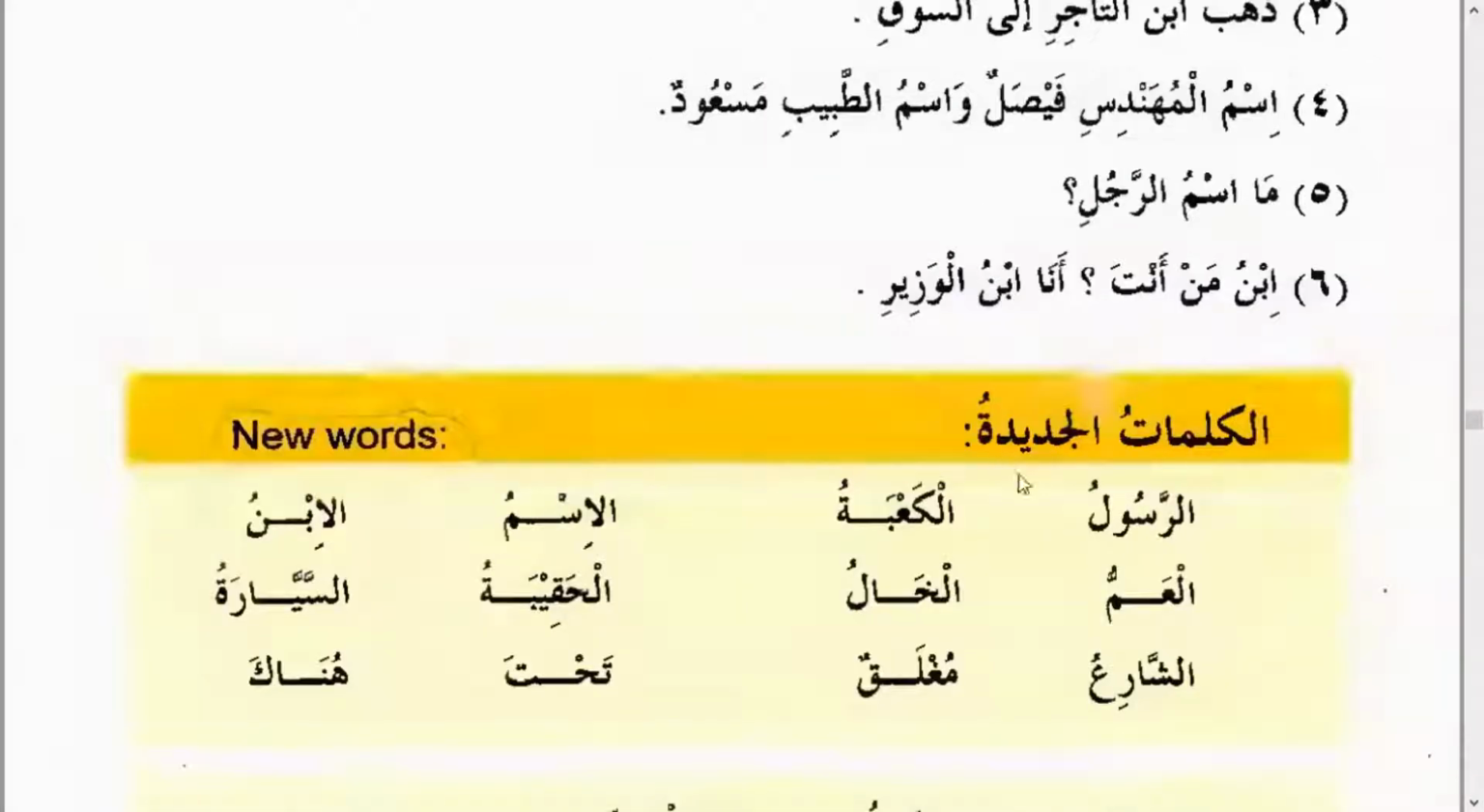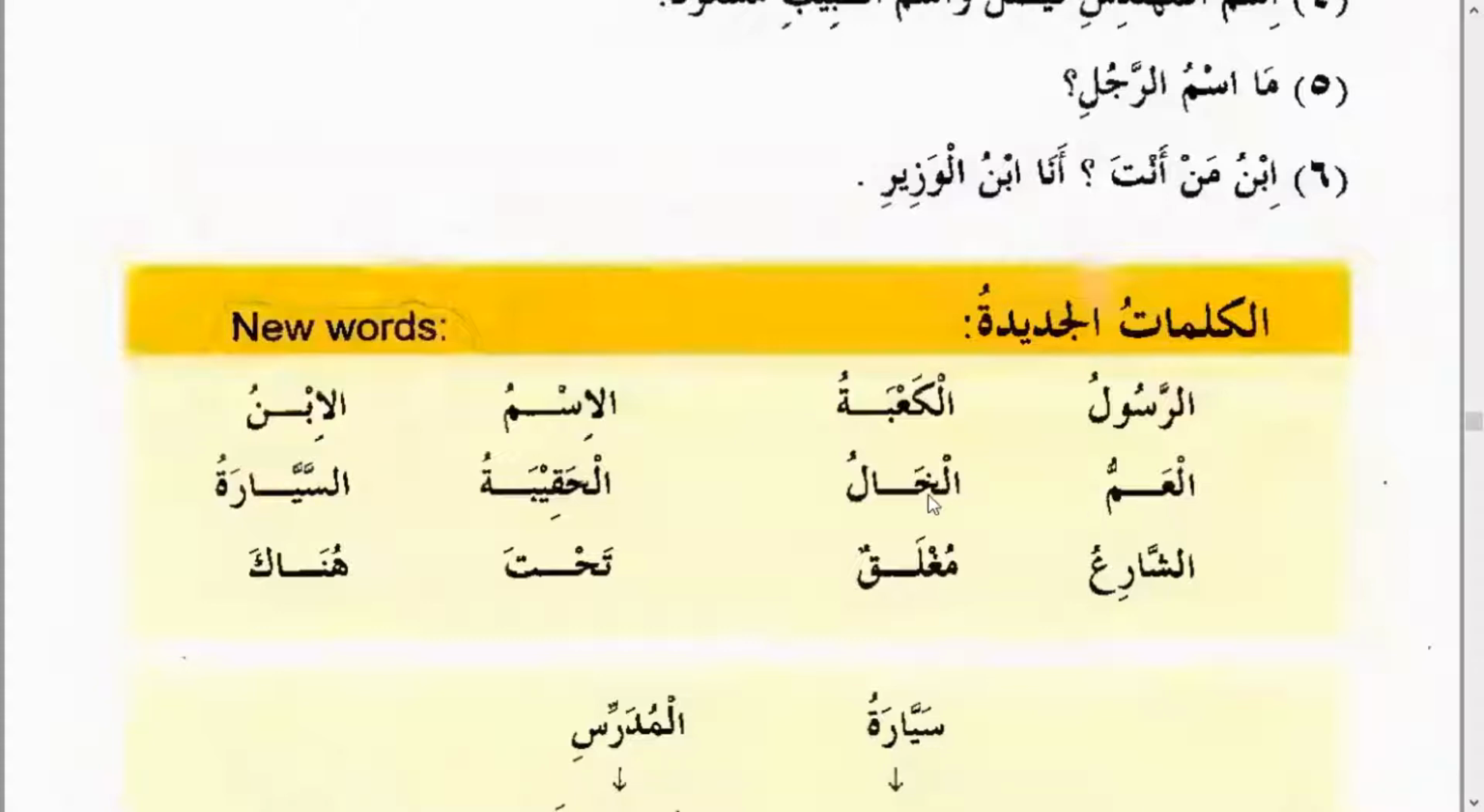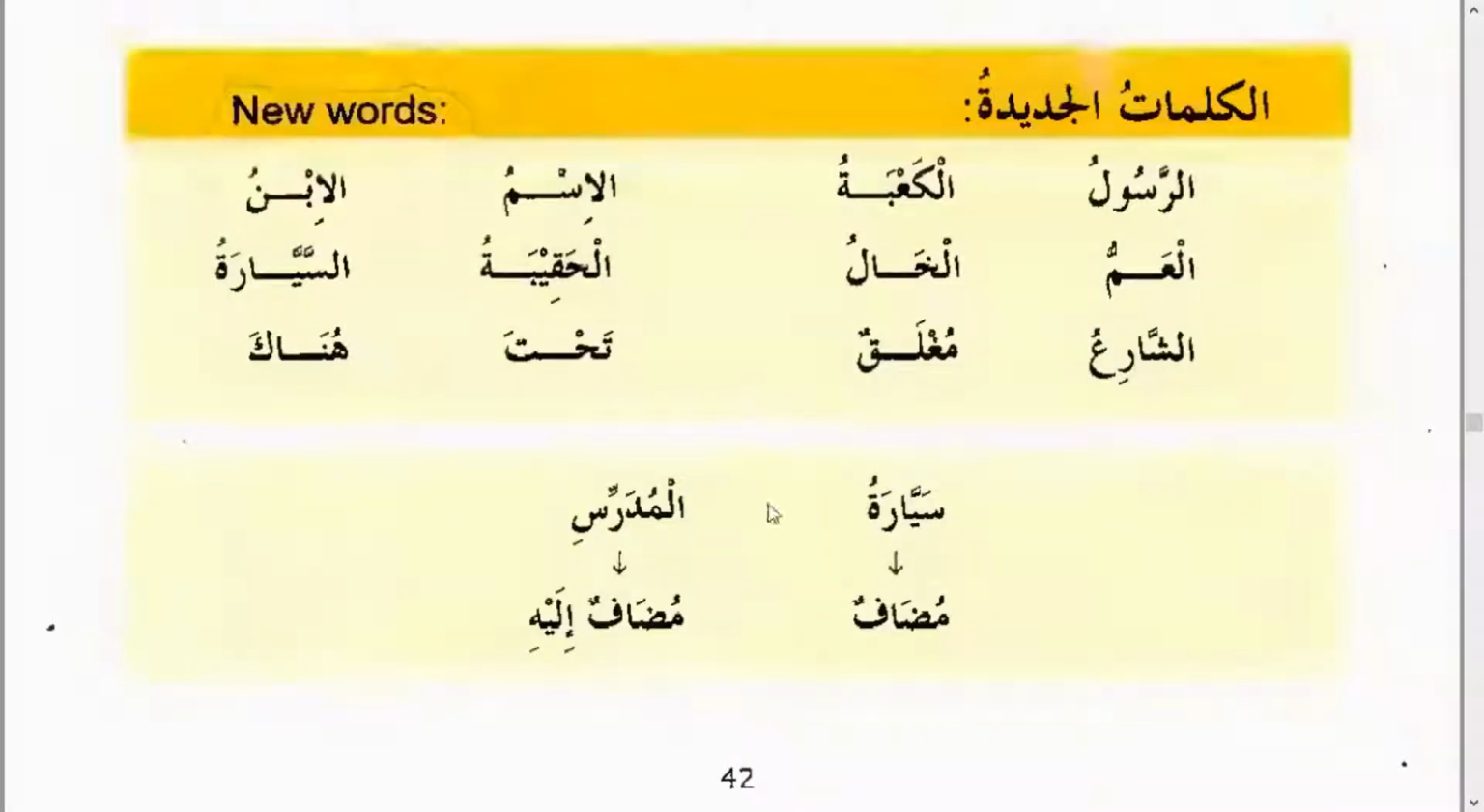Al-Kalimatul Jadida, new words. Ar-Rasulu, the Prophet. Al-Ka'batu, the Kaaba. Al-Ismu, the name. Al-Ibnu, the son. Al-Ammu, the paternal uncle. Al-Khalu, the maternal uncle. Al-Haqiba, the bag. Khalu is Mamu. As-Sayyaratu, the car. Ash-Shari'u, the street. Mughlaqun, closed. Tahta, below. Hunaka, there. Inshallah.